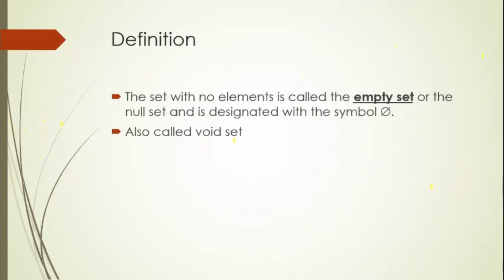Here are the different types of sets: empty, finite, infinite, equal, and power sets. The set with no elements is called the empty set, or the null set, or the void set. These are the other terms used to describe an empty set, void or null. And it is designated by these symbols. And then this one, curly brackets.